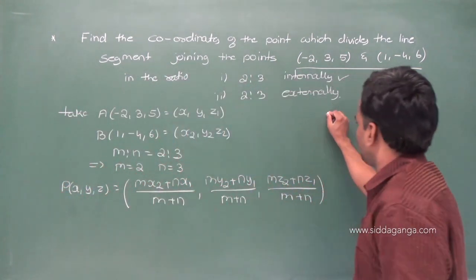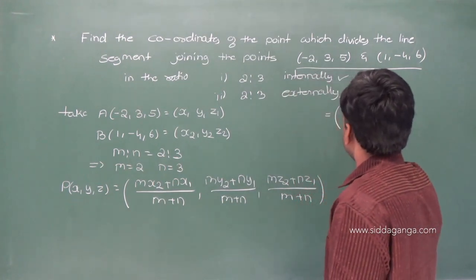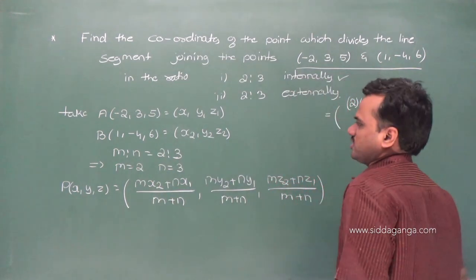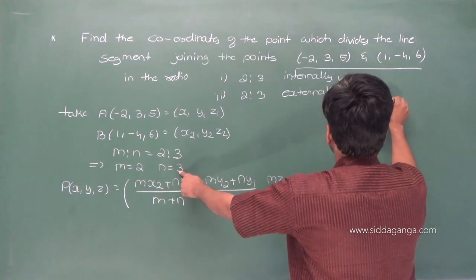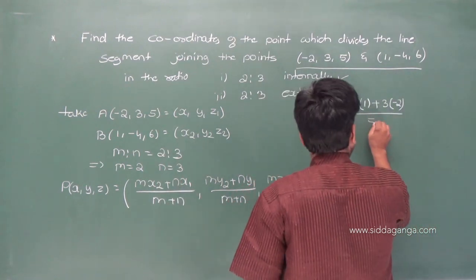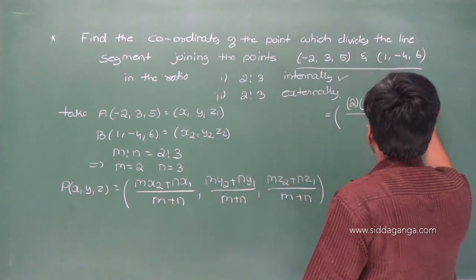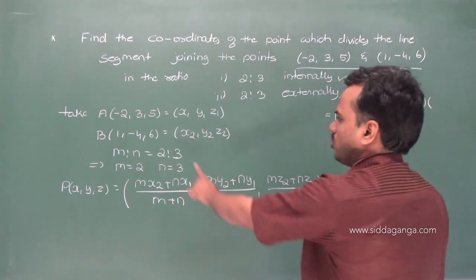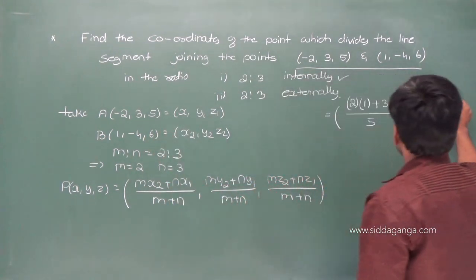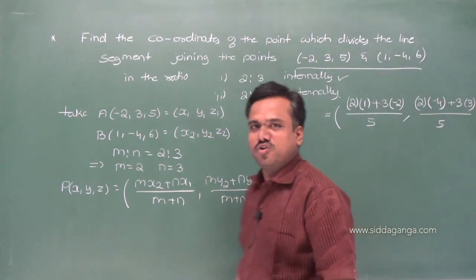So that is equal to M, which is 2, into x2, which is 1, plus 3 into x1, which is minus 2, divided by M plus N. 2 plus 3 is how much? 5. X coordinate is over. Y coordinate: 2 into y2, which is minus 4, plus 3 into y1, which is 3, divided by 2 plus 3, which is 5. Y coordinate is also over.